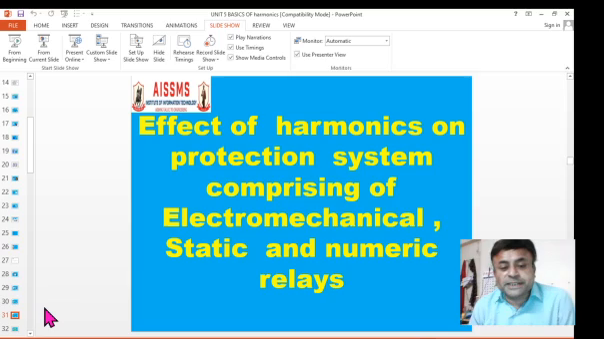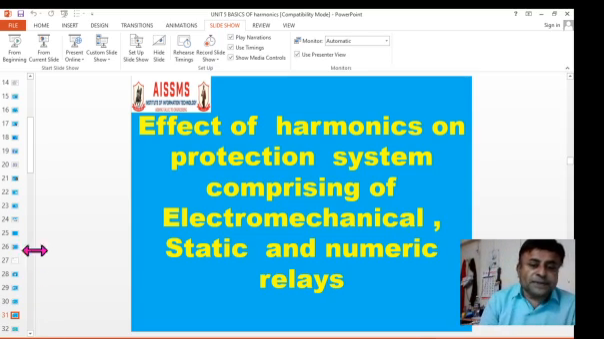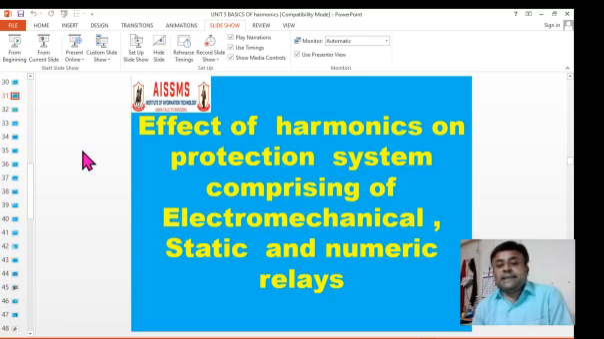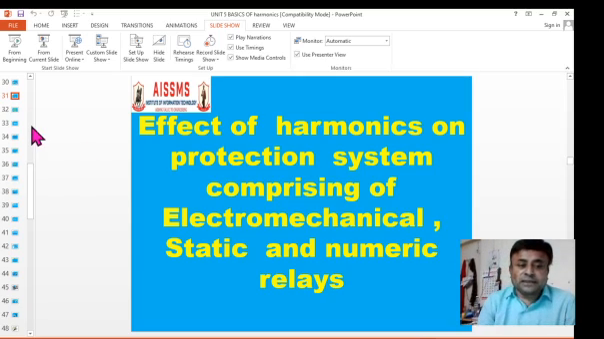Then there will be the protection system, as we have seen. Electromechanical, static and numeric relays are also affected because of the harmonic problem. And we have seen that at the Hinjwadi MIDC area, there is frequent tripping of lines because of erratic behavior of numeric relays, which are based on the inputs received from nonlinear sources.